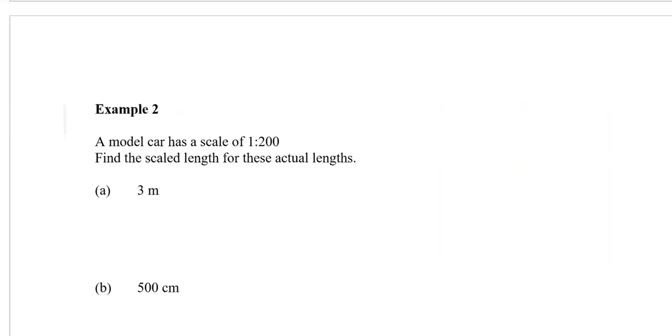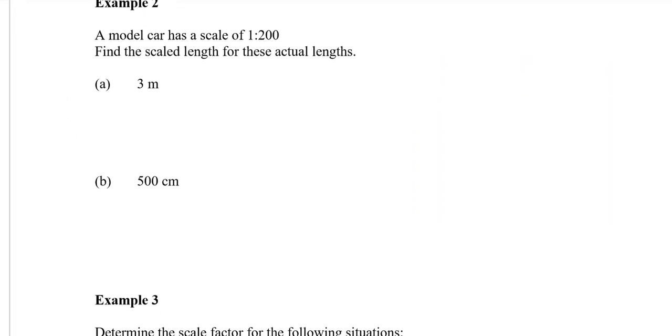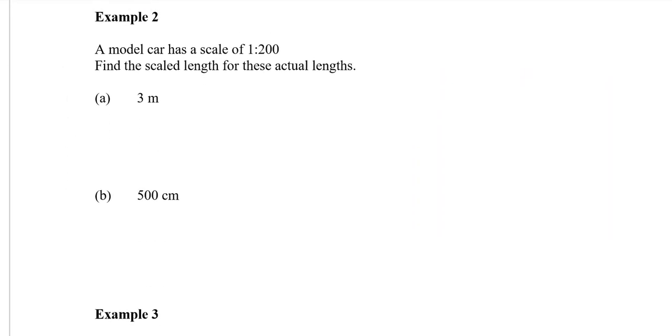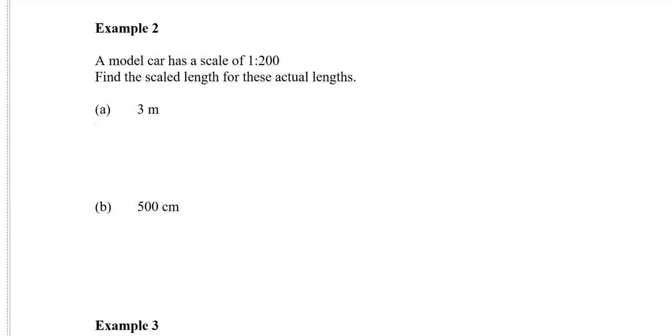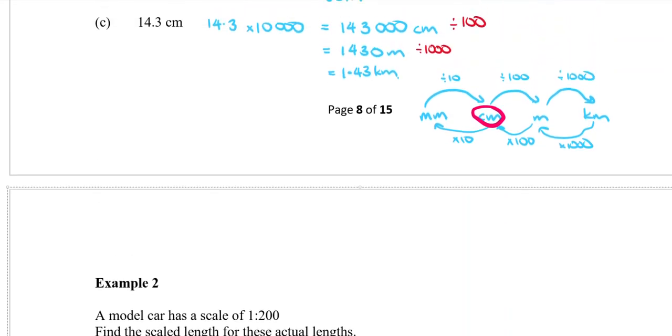Next question, question 2. A model car has a scale drawing of 1 to 200. Find the scaled length of these actual lengths. So these are the real measurements. The car's real measurement, maybe its length, is 3 meters long. What is that going to be on the map?